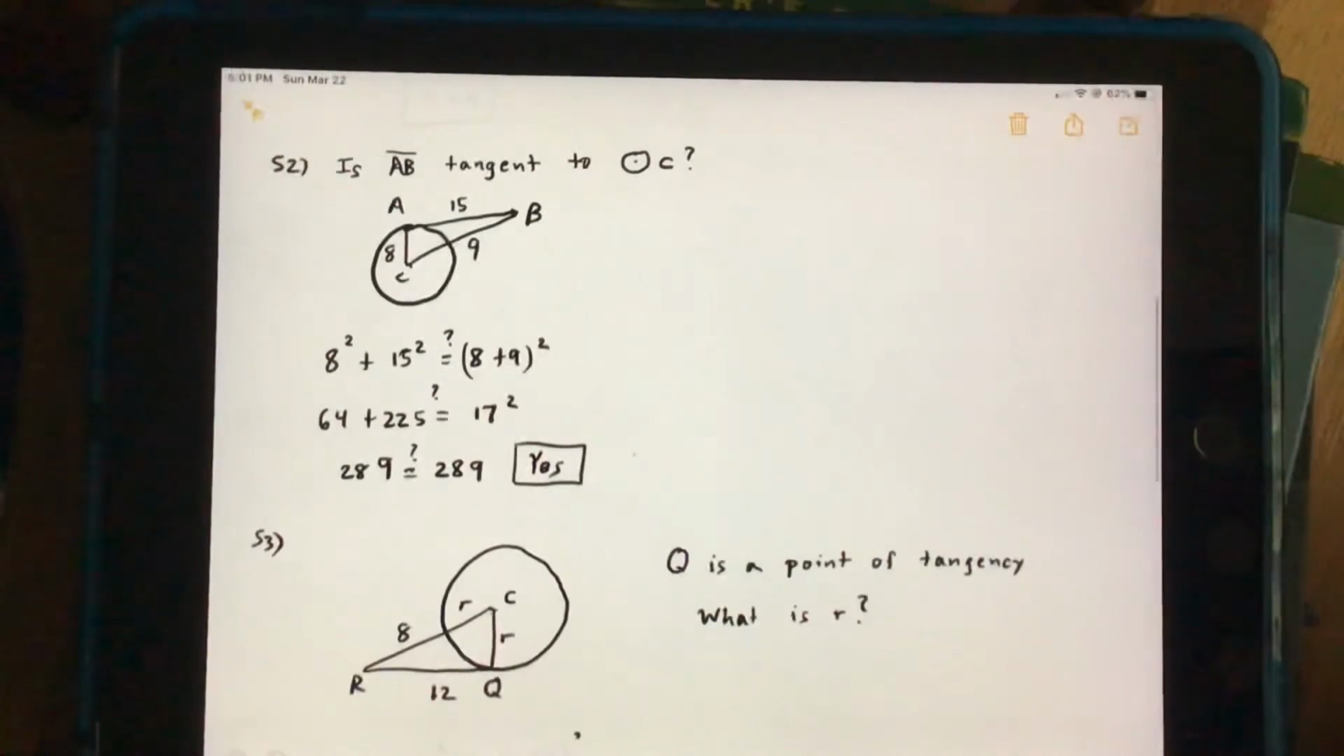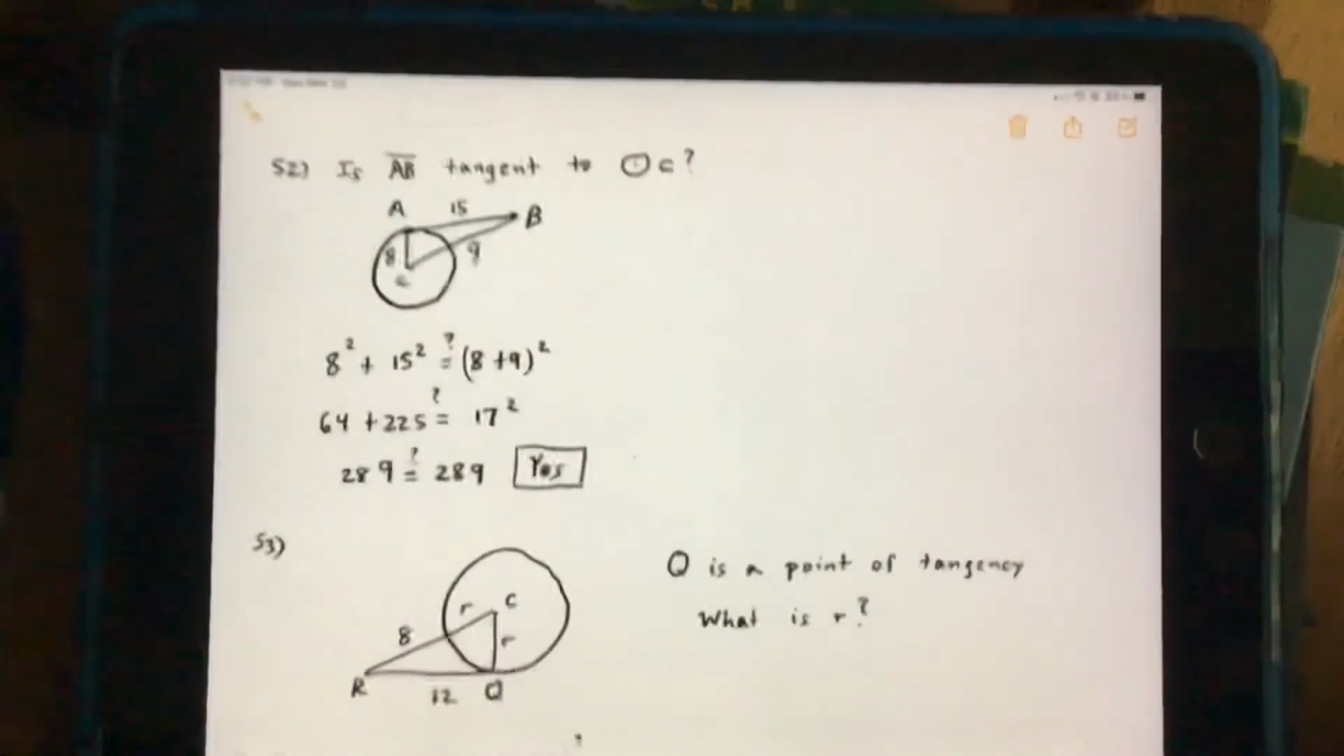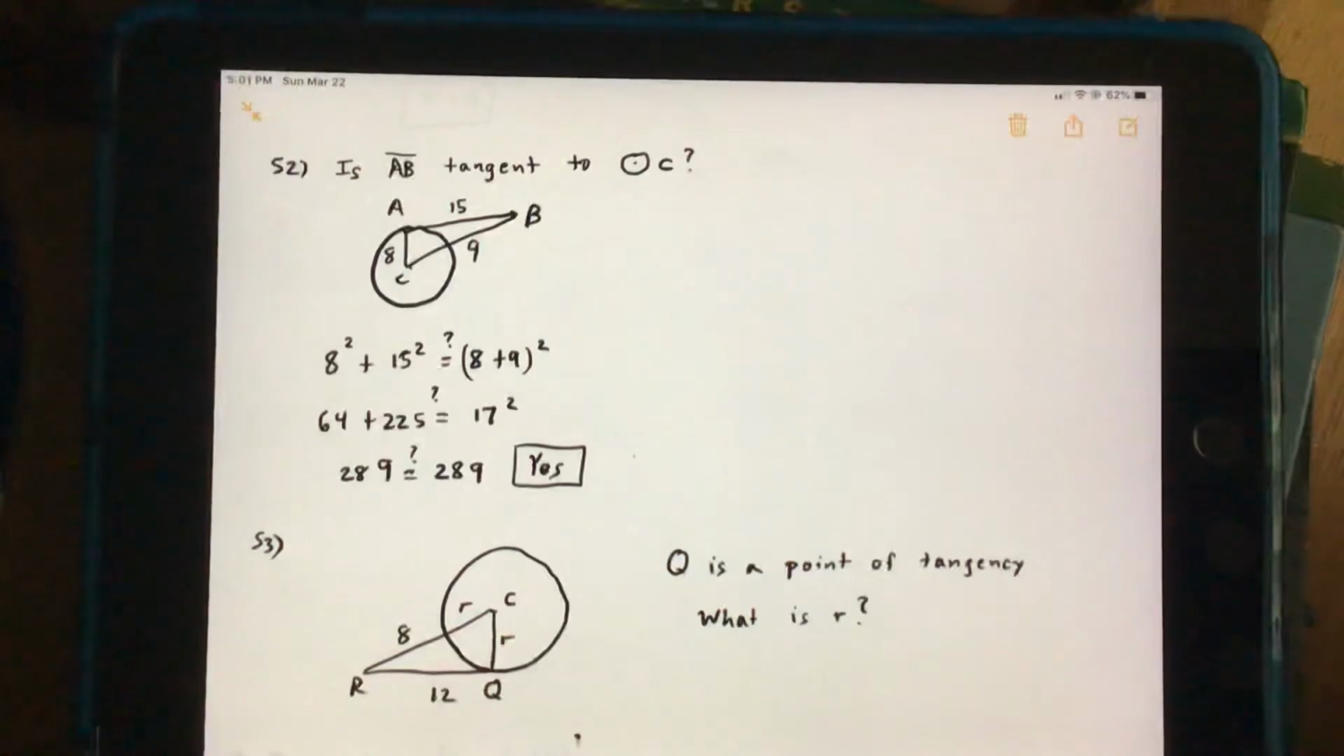Sample 2 is asking us to determine whether or not the line segment AB is in fact tangent to circle C. If it is tangent, that means that angle CAB will be a right angle, and that means that we would have a right triangle ABC if in fact AB is tangent to circle C. So we can ask the question, is 8 squared plus 15 squared equal to 8 plus 9 quantity squared? That's plugging the legs squared and added and setting that equal to possibly the hypotenuse squared.